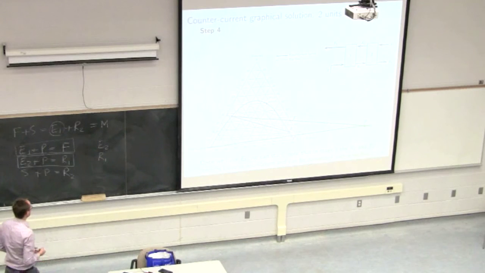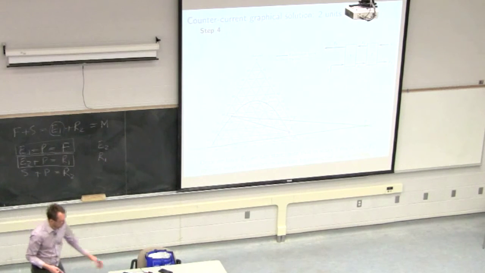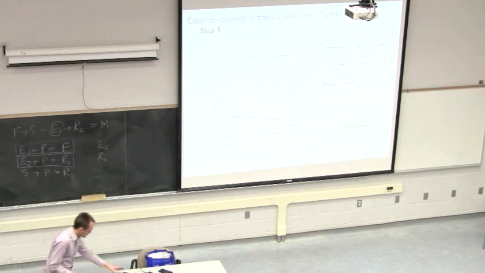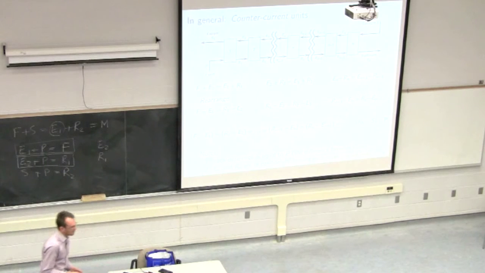So that's my second piece of information, and then I can go finish that up, and I know E2 and R1 are on the same line through P. Okay, so essentially what P becomes is your operating point, where every single stage passes through point P. Okay, so I'm going to just leave it at that.